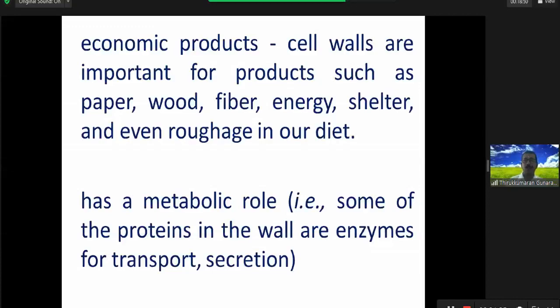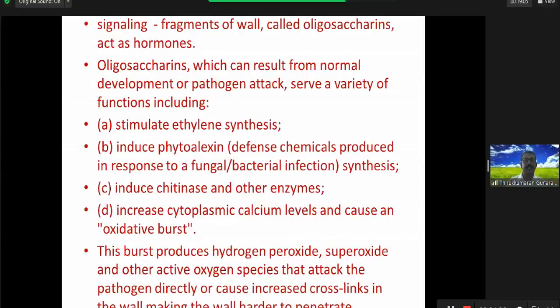Some of the proteins in the wall are enzymes for transport and segregation. We don't need to go to such a deep level in the first year of the semester; we will come back to it, don't worry. There are other activities too, but I am not going to go into too much. Oligosaccharides, which can result from normal development or pathogen attack, serve a variety of functions, including stimulating ethylene synthesis and inducing phytoalexins. Even if you don't know this, it's okay, but you can make your own notes, which would be better. Try handwriting them.